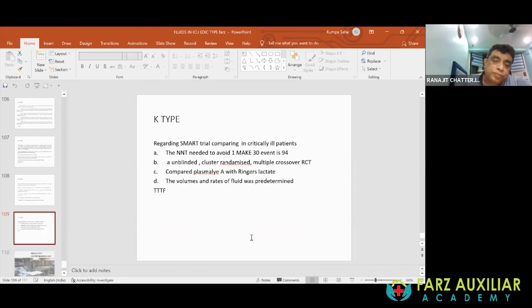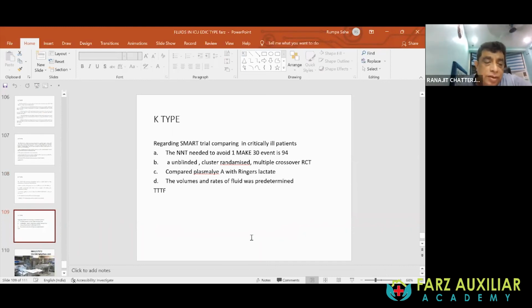This is also right. The SMART trial, because this is the latest one on which the balanced salt solution has been used by the SSC, I give this one. The number needed to treat to avoid 1 MAKE30 is 94. I told you, it is an unblinded, cluster randomized, multiple crossover RCT. This is another point: it compared Plasma-Lyte A with Ringer's lactate. This is also true. And the volumes and rates of fluids are predetermined. No, the volumes and rates of fluid were not predetermined. They depended on the monitoring and on the physician.